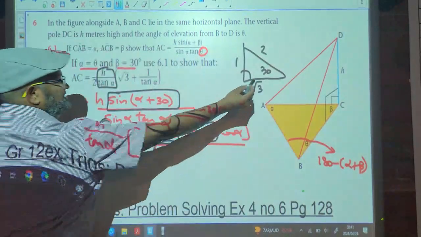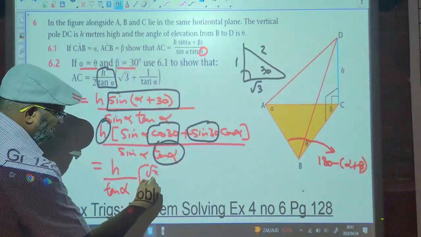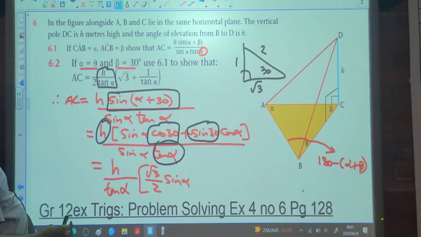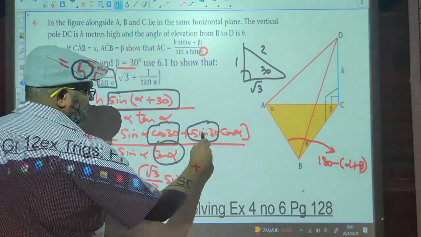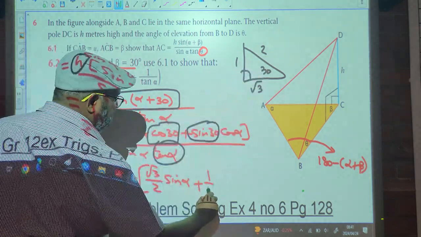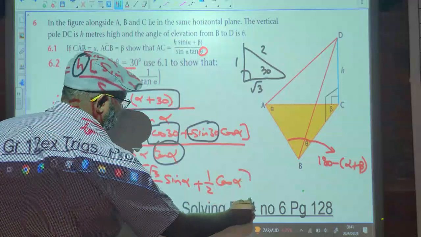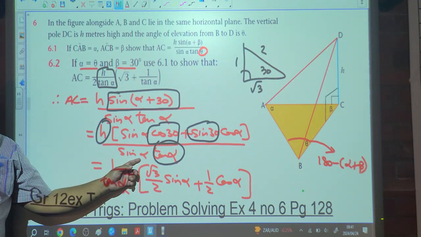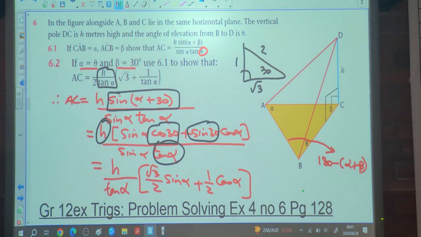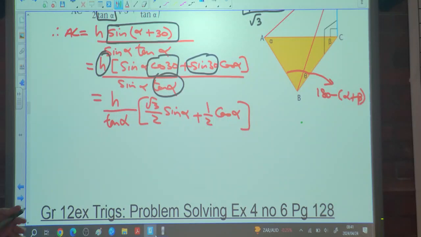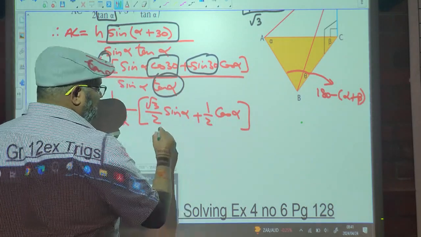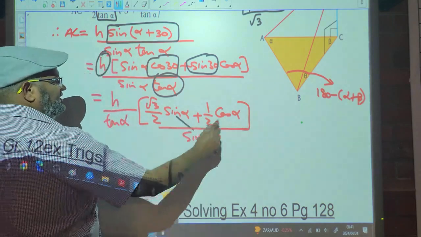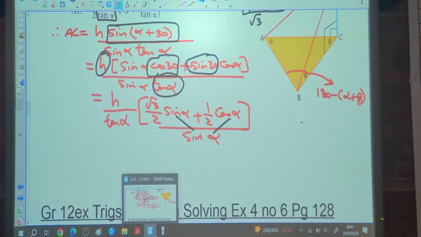So cos of 30 is root 3 over 2. So it's root 3 over 2 sine of alpha plus, that is opposite of, so it's 1 over 2 cos alpha, and this is all over sine of alpha. You all agree with that? Alright, so that's all over sine of alpha. So what I do is I put each one over its own. You all agree with that?